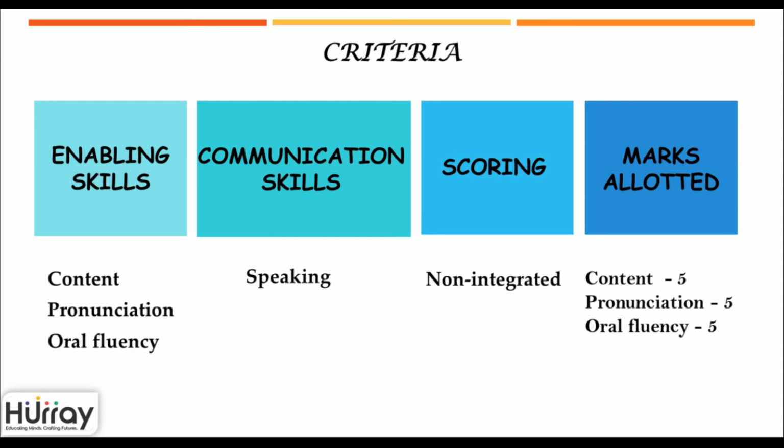Here are the criteria. Enabling skills are content, pronunciation, and oral fluency. The communication skill is only speaking. The scoring is non-integrated. The marks allotted are 5 marks for content, 5 for pronunciation, and 5 for oral fluency. So that's a total of 15 marks.